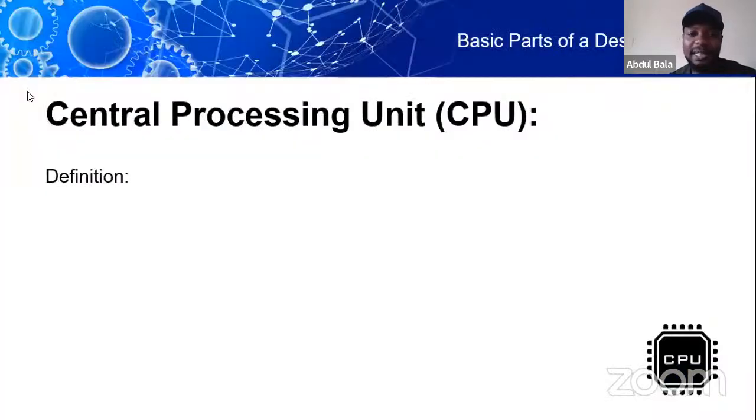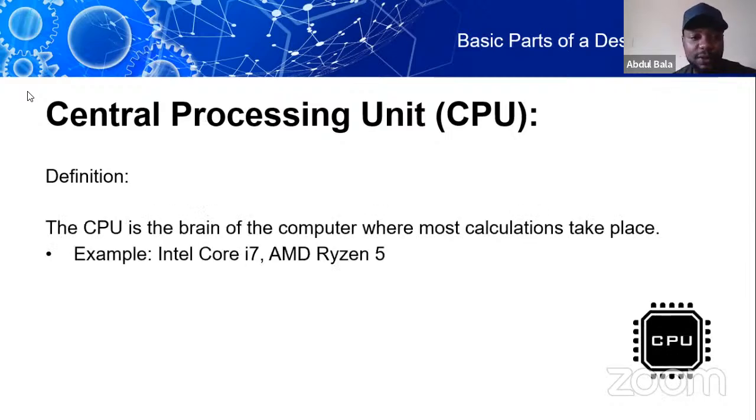So we'll be taking it bit by bit now. In the desktop, we have the central processing unit. We'll be looking at what it entails, how it looks, and what the components of the central processing unit are. The central processing unit is most times referred to as the brain of the computer. That is where all the calculations take place. An example of that is the Intel Core i7, AMD Ryzen 5, and the rest of them.